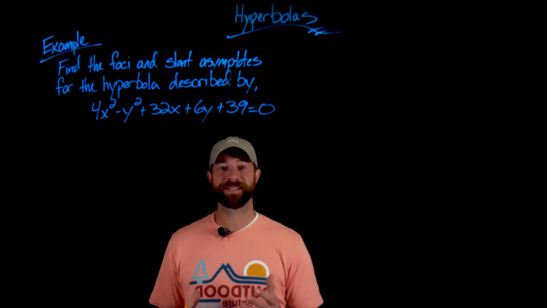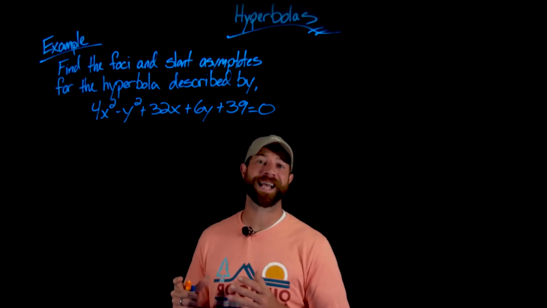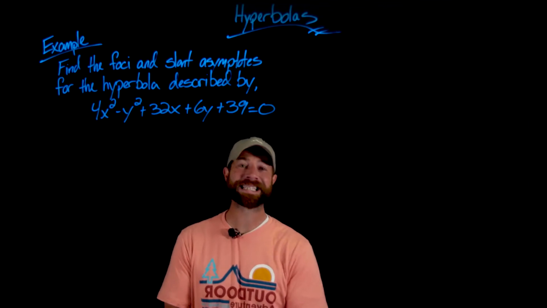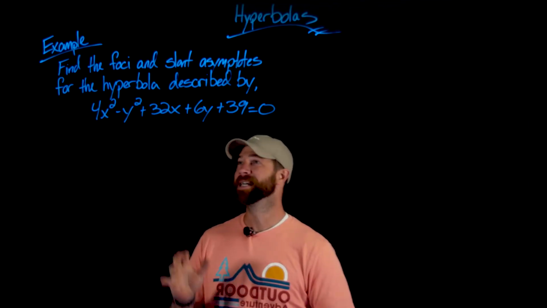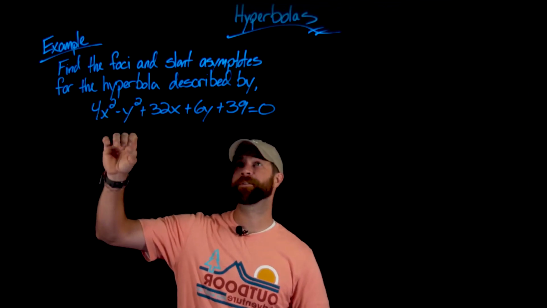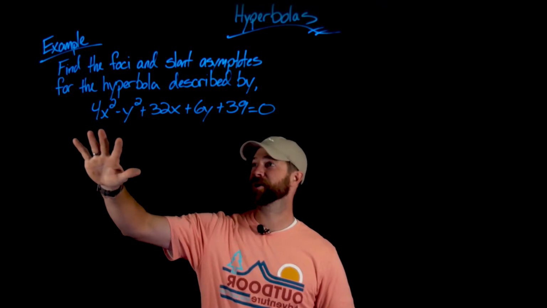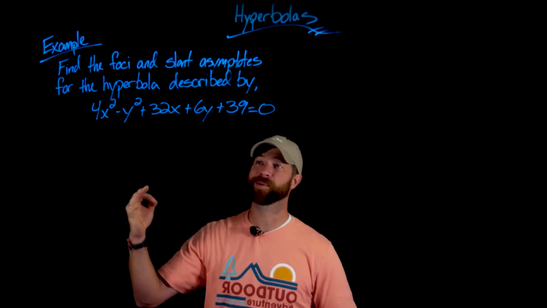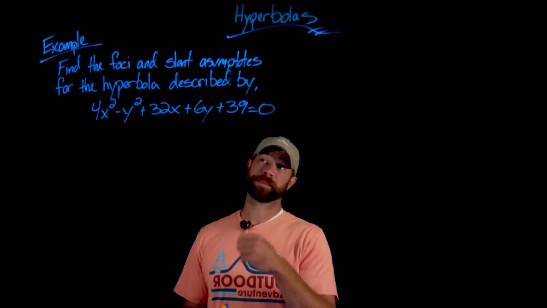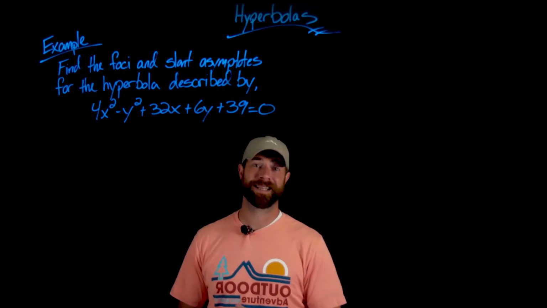Hey, welcome back. In this video, we're going to tackle a question that's asking us to find the foci and the slant asymptotes for a hyperbola. Specifically, we're being asked to find the foci and the slant asymptotes for the hyperbola described by the equation here, 4x squared minus y squared plus 32x plus 6y plus 39 equals 0.